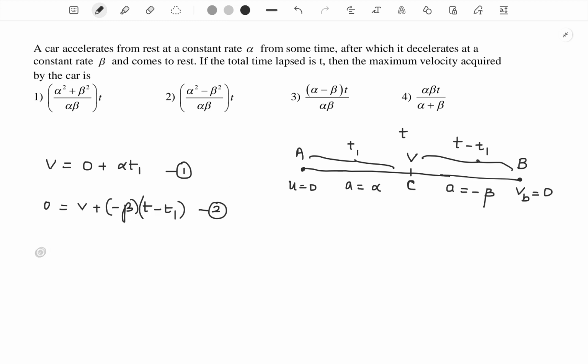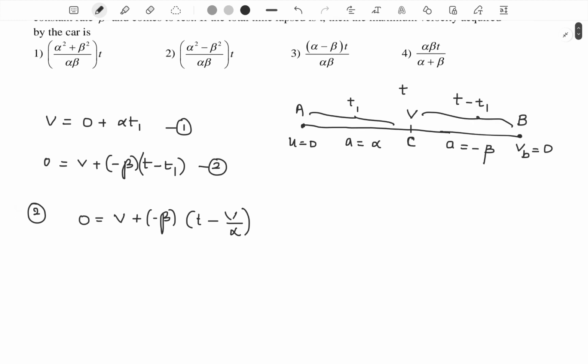Or the other thing that we can do is, let's take the second relation, v plus minus beta into t minus t1, and let's write t1 in terms of v. From the first relation, we can write t1 is equal to v by alpha. Now this entire relation is in terms of v, beta, alpha and t. Alpha, beta and t are the terms given in the question. v is the only unknown quantity which you can find. So we can proceed like this.